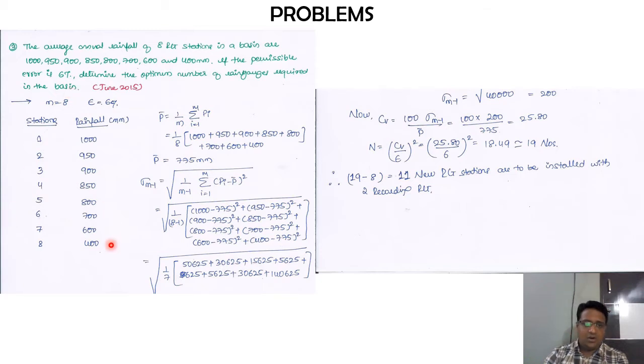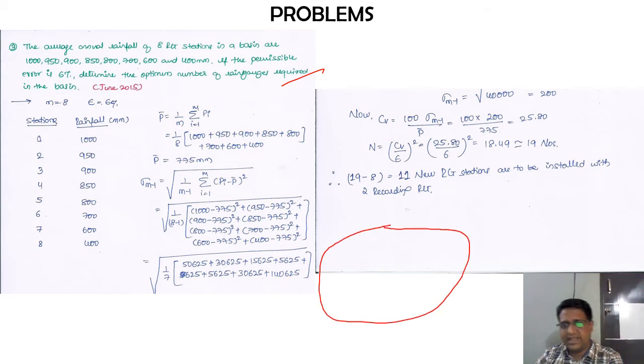So again, what this particular question is trying to indicate is, if I draw it over here, if I have this as my catchment area, currently I have how many? 1, 2, 3, 4, 5, 6, 7 and 8 rain gauge stations. So ultimately I have 8 existing rain gauge stations with me.